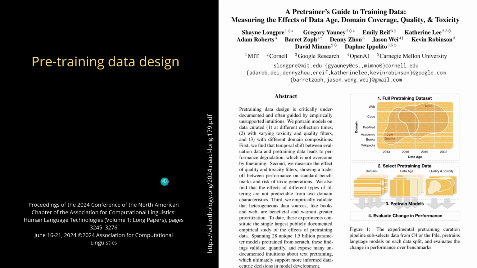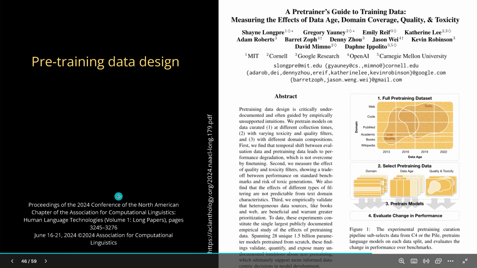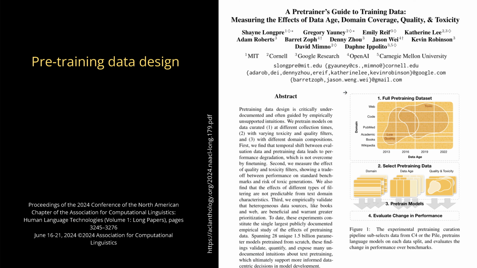Another document, and I have to give you the precise reference because this is copyrighted by the Association for Computational Linguistics. It is an old document, from June 2024, but I think it's an excellent summary. This is a pre-training guide for the pre-training data for an LLM: data age, domain coverage, quality, toxicity. And the authors are from MIT, Cornell University, Google Research, OpenAI, and Carnegie Mellon University. So they pulled together their findings and their ideas, and I think this is great.